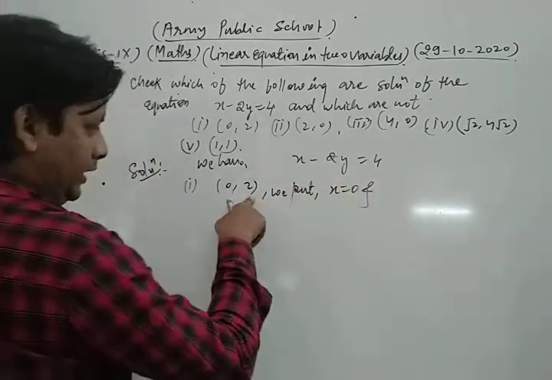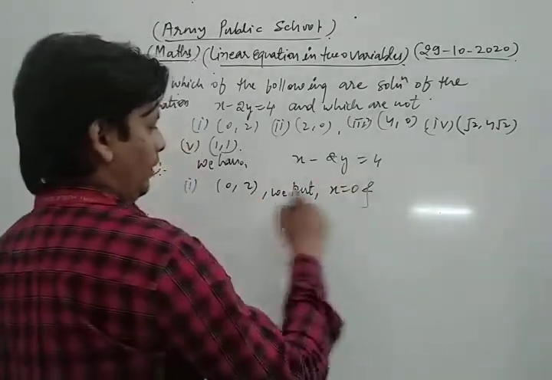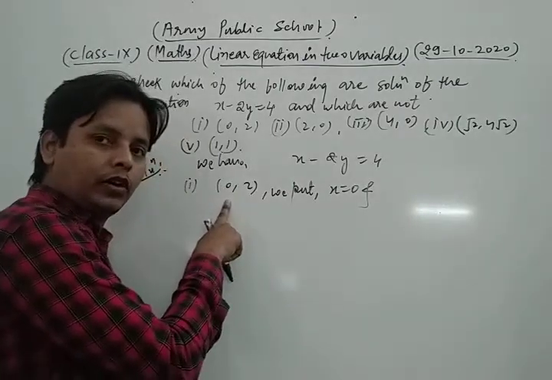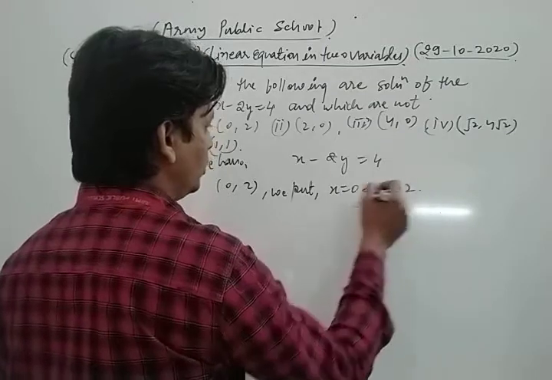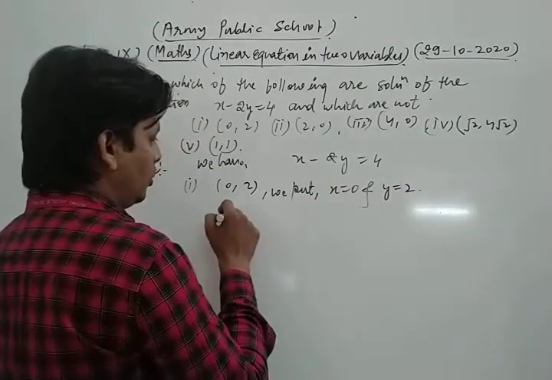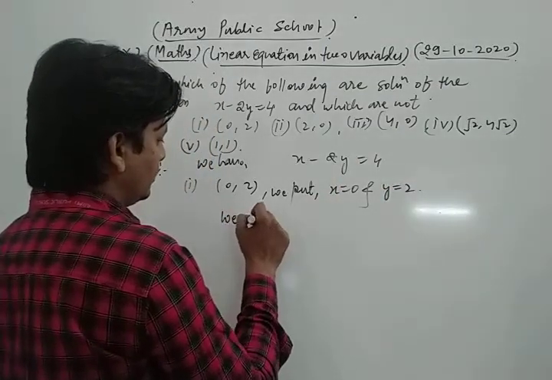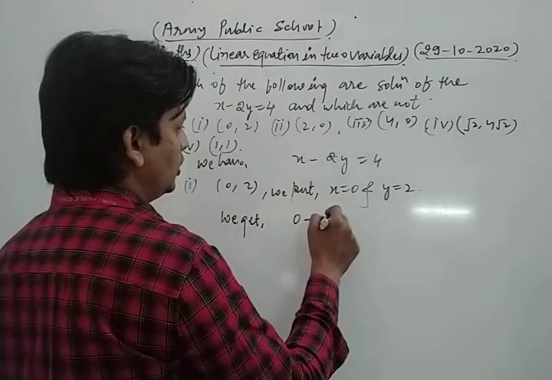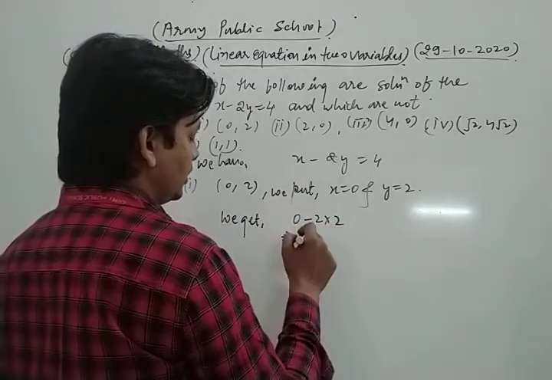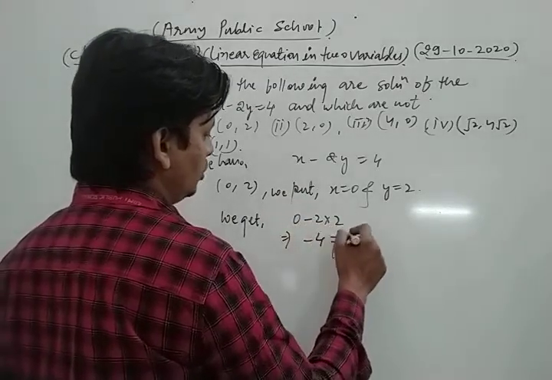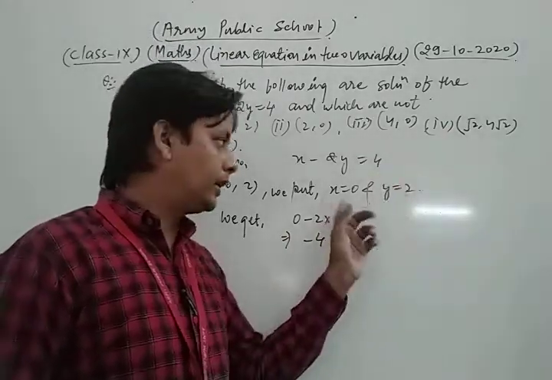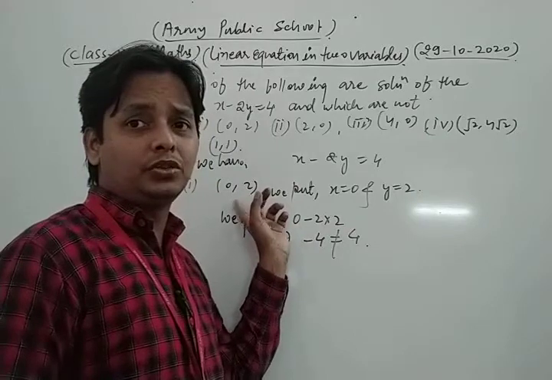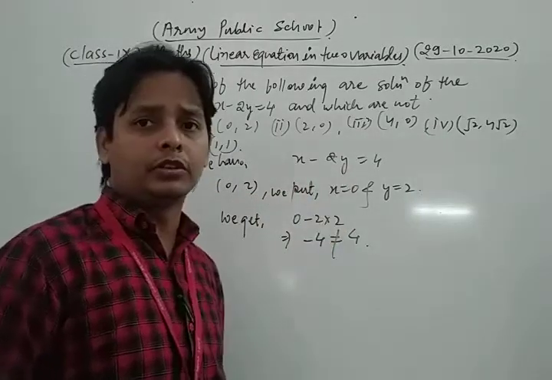Pair of values of x and y are there. Okay, this is the pair of values of x and y. So we put x is equal to 0 and y is equal to 2 in that equation. So we get 0 minus 2 into 2, which is what? Minus 4, which is not equal to 4. So the pair of values of x and y, which is 0 and 2, does not satisfy the given equation.